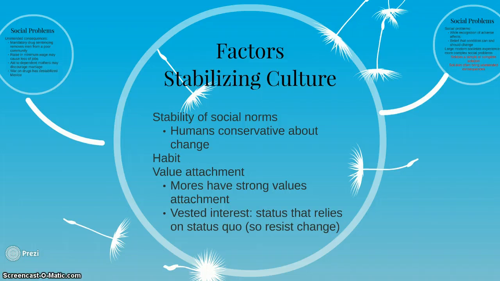Value attachment. People are very attached to certain sets of values and religious beliefs. Mores have strong values. There's also vested interest. A vested interest is when someone has an investment in things functioning the way they are. It's a status that relies on the status quo, and so they resist change. Some examples might be people who are heavily involved in the oil industry don't necessarily want alternative energy sources to become available.